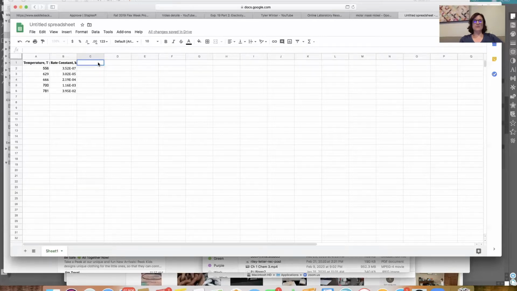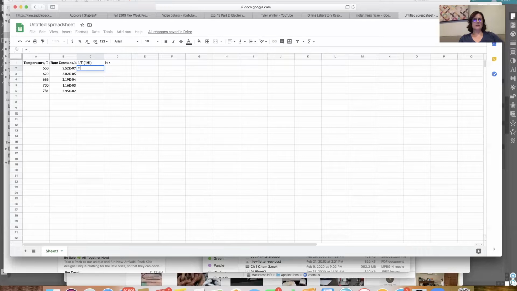Based on the equation from that activity, I need to graph 1 over the temperature, 1 over Kelvin, on the y-axis, and then ln of k on the x-axis. Go back and look at that equation to see why I picked those. To do this, I could solve on my calculator, but a lot easier is to use Google Sheets.